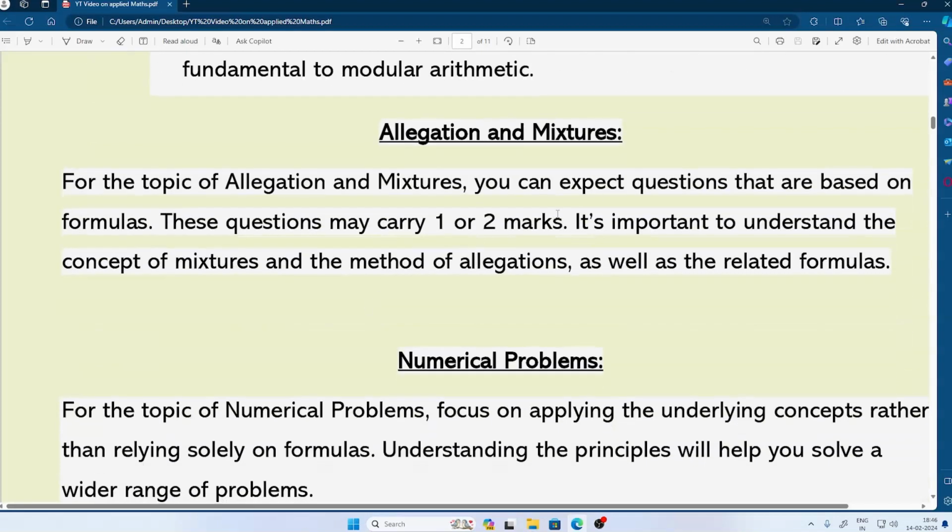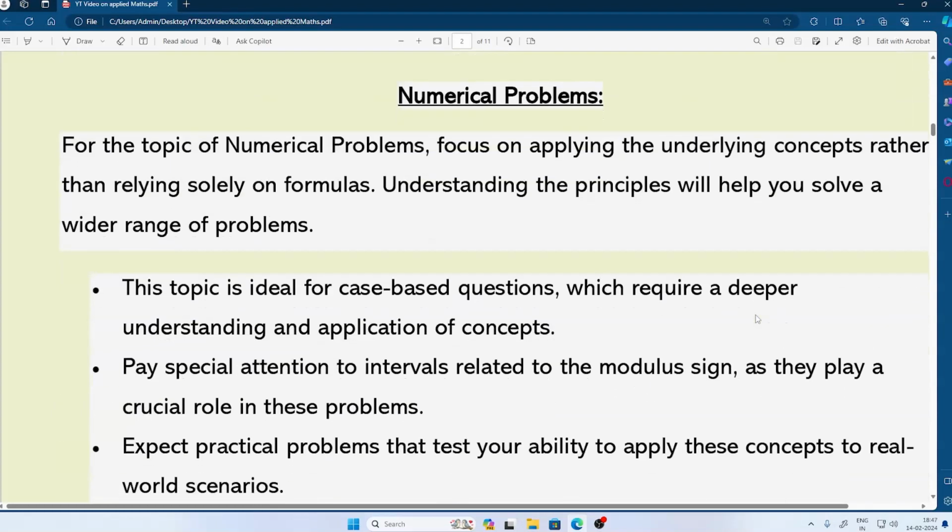Allegation and mixture: you can expect questions based on formulas. These questions may carry 1 or 2 marks. It's important to understand the concept of mixture and the method of allegations as well as the related formulas. Nothing is included or excluded extra from here. Whatever was in the syllabus is kept. So allegation and mixture, whatever you did, that is required for your board examination.